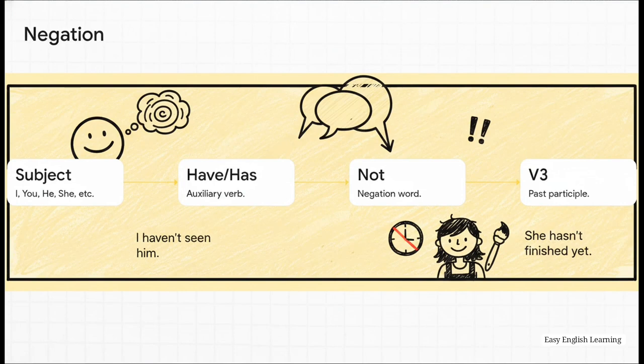We simply insert the word not. It's subject plus have or has plus not plus V3. And notice the natural contractions we use in everyday speech. Have not becomes haven't, and has not becomes hasn't. I haven't seen him. She hasn't finished yet.